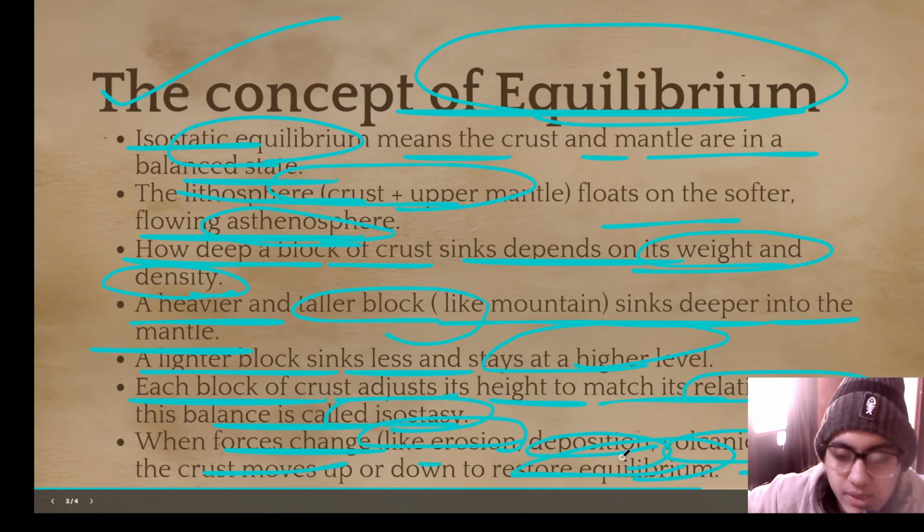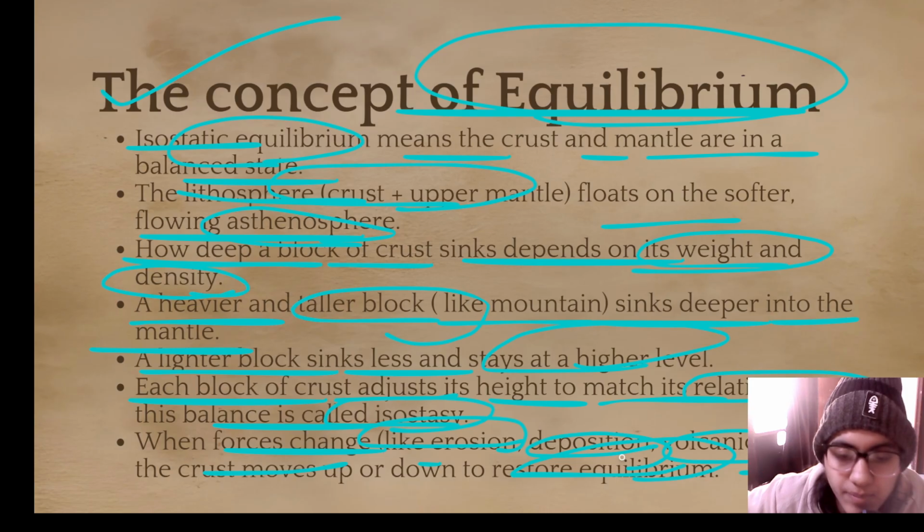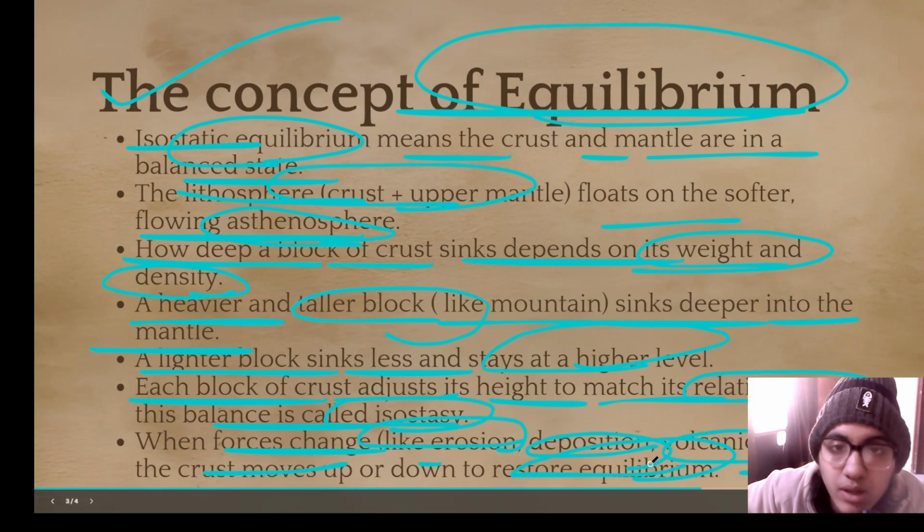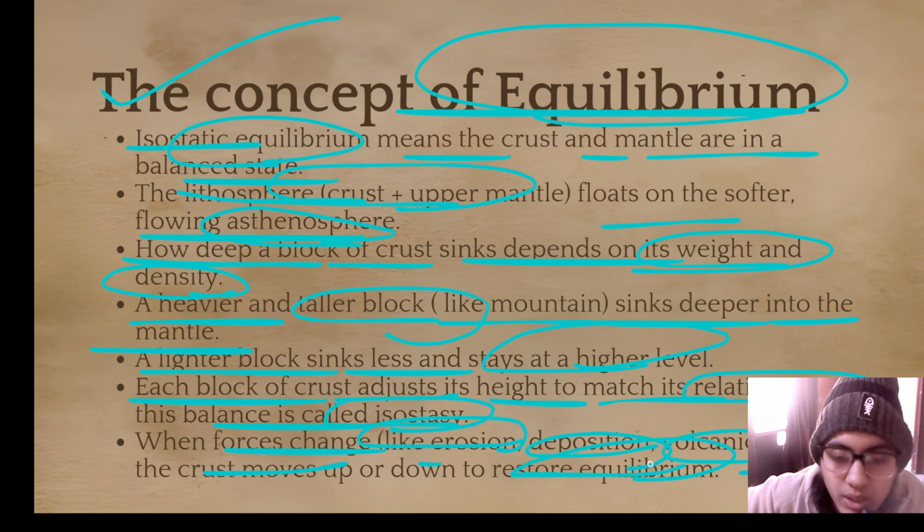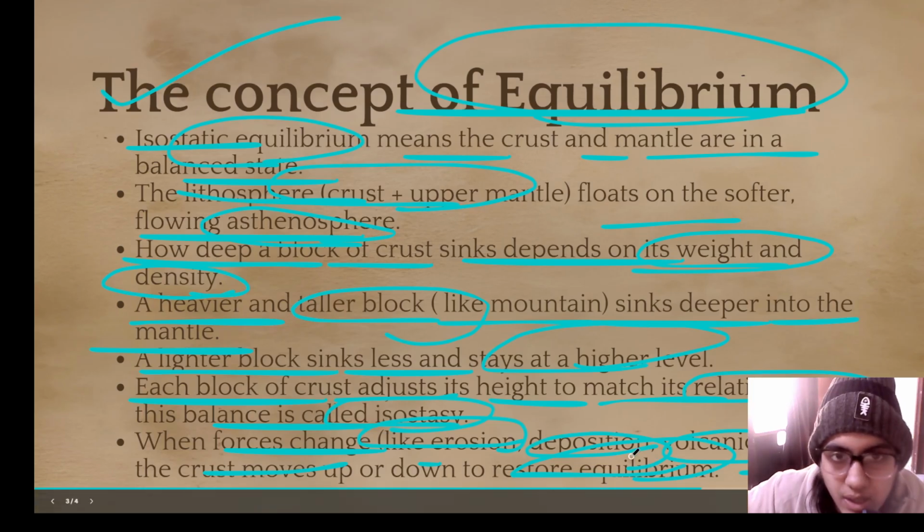As we have seen in the previous slide, erosion plays a role in the process of isostasy. The crust moves up and down because of this, but it is not always constantly moving up and down. After some time it restores the equilibrium.